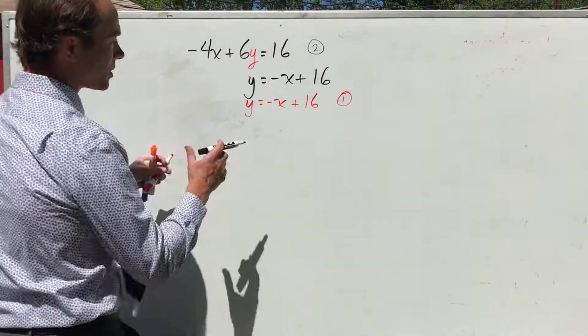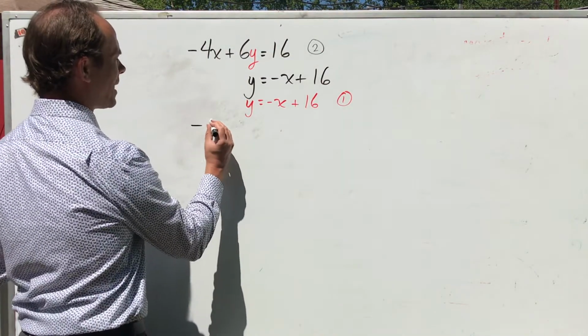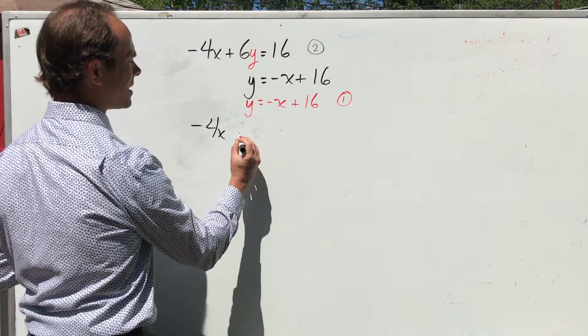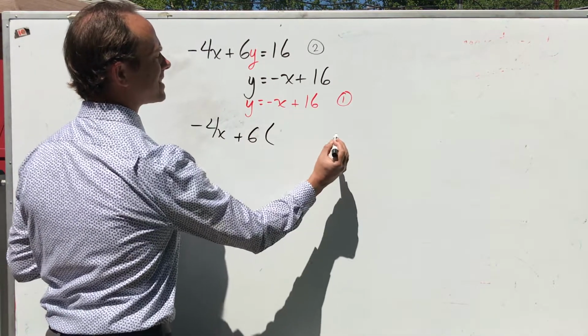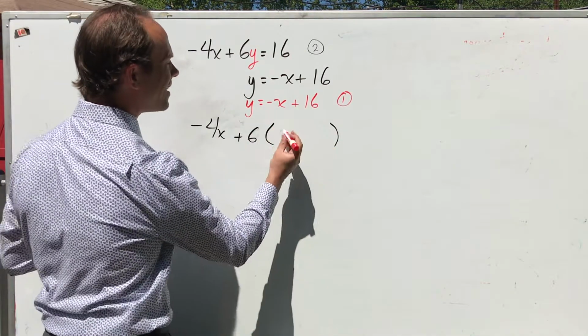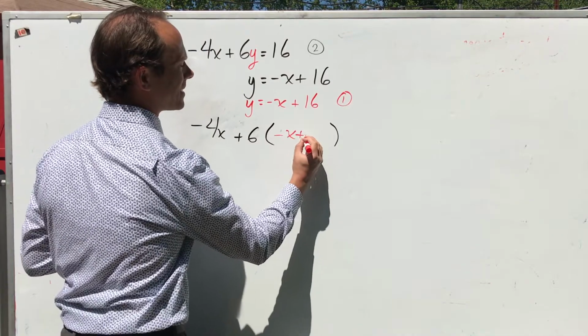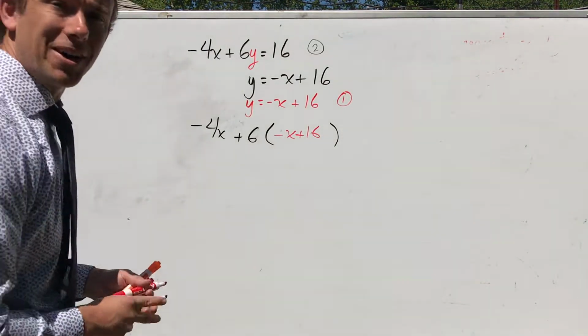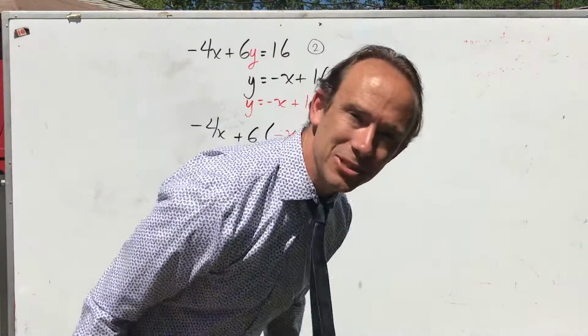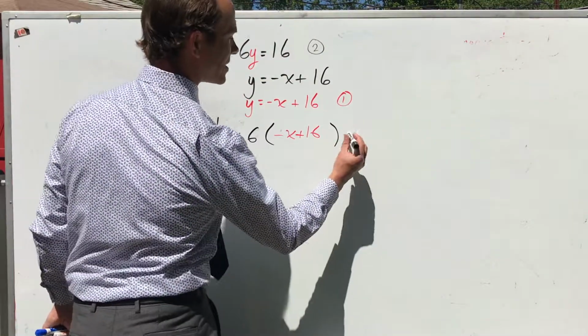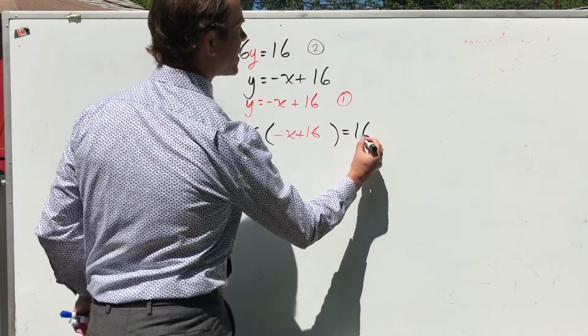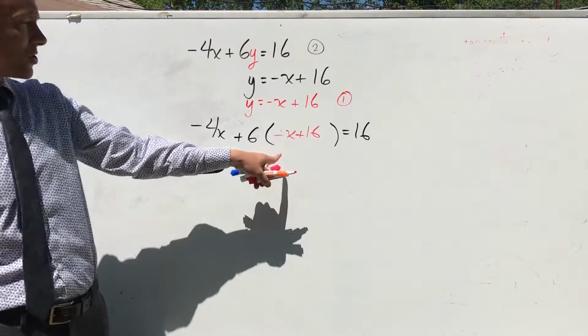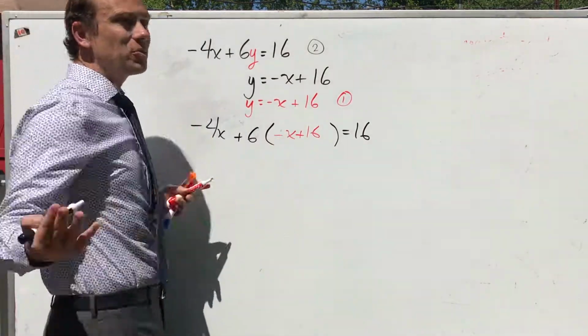All right. So let's do that step. We're going to go minus 4x plus 6. And so in there, I got my replacement. Yes, sir. Yes, ma'am. Let's do it. Okay, so then we got equals 16. So that's now this same equation 2. But notice there's only one variable.